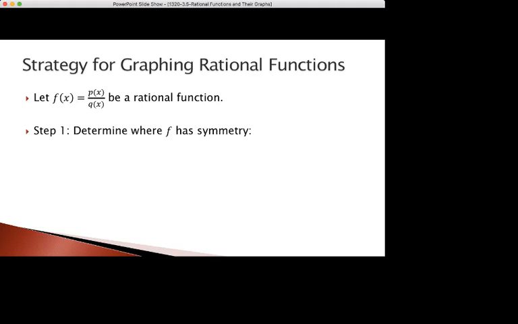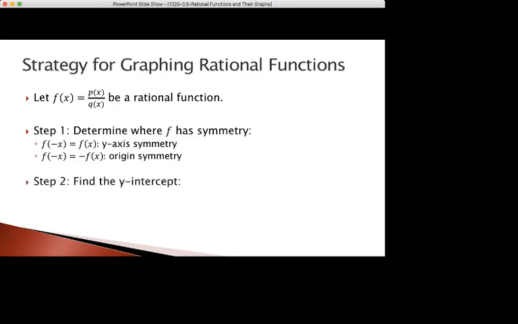As you recall, what we mean by symmetry is: is it symmetric about the y-axis, or is it even, or is it odd, and is it symmetric about the origin? So that's our first step, determine its symmetry. Step 2, find the y-intercept. Now, the y-intercept is where the function intersects the y-axis, or where x is equal to 0. So to find it, we need to evaluate f of 0. And whatever that value is, that's our y-intercept.